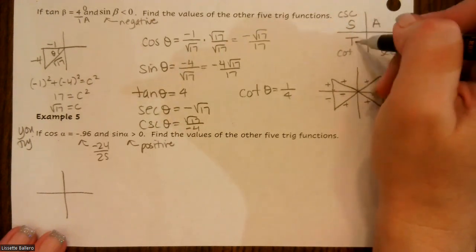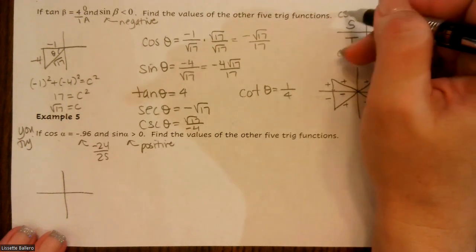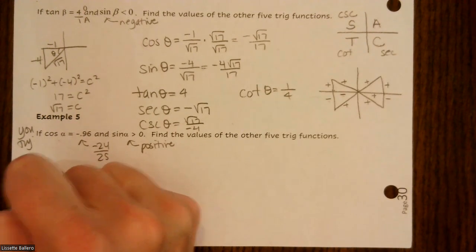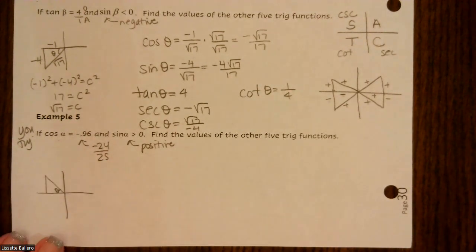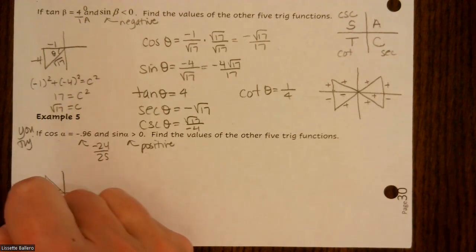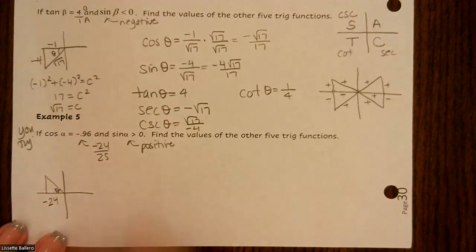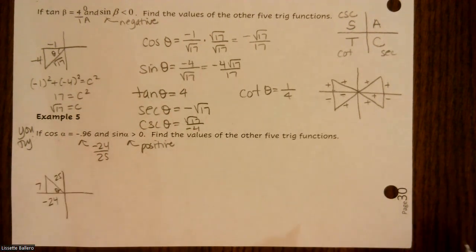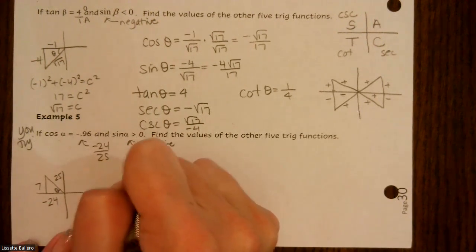So I'm looking between these two right here. I need my sine to be positive, so I'm going to need it in this quadrant right here. So we've got our triangle in quadrant 2. There's my adjacent and my hypotenuse. Again, I should recognize that as one of the triples, so I get 7 right here. And so now I'm ready to set this up.